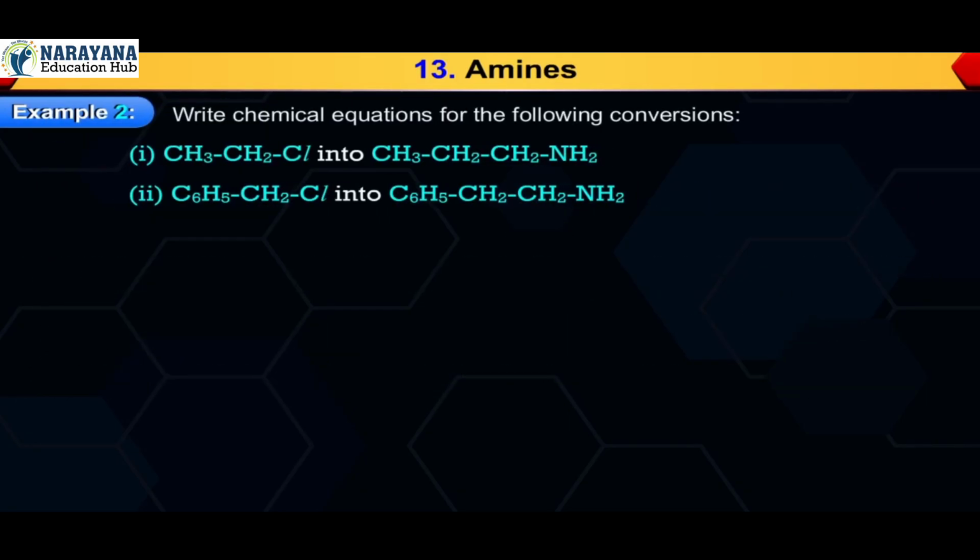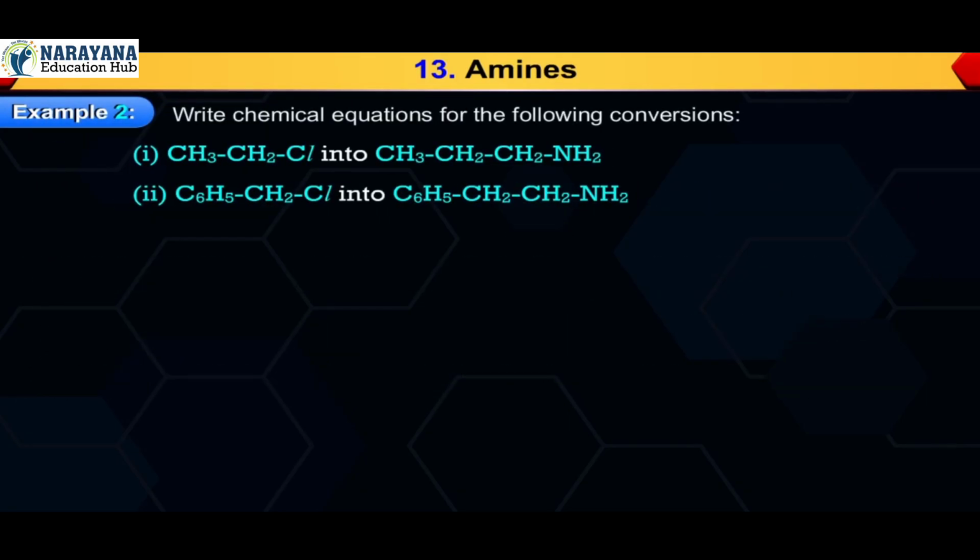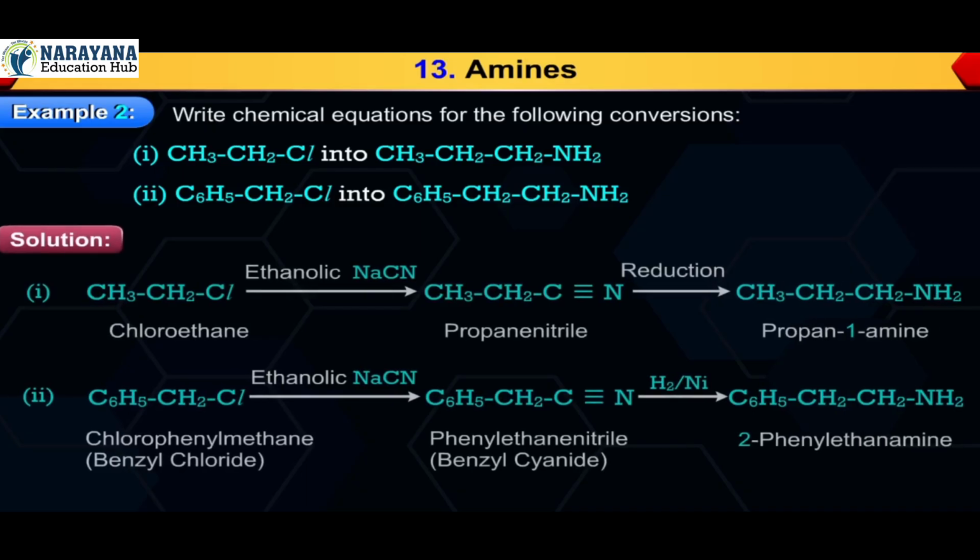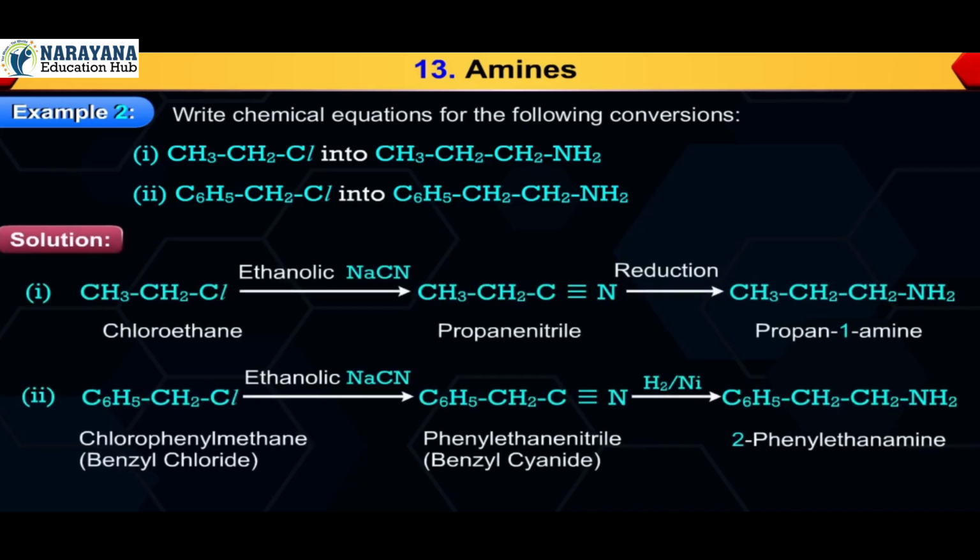Example 2. Write chemical equations for the following conversions. Solution: 1. CH3CH2Cl, chloroethane, in the presence of ethanolic NaCN gives CH3CH2C≡N, propanenitrile. Reduction gives CH3CH2CH2NH2, propan-1-amine.